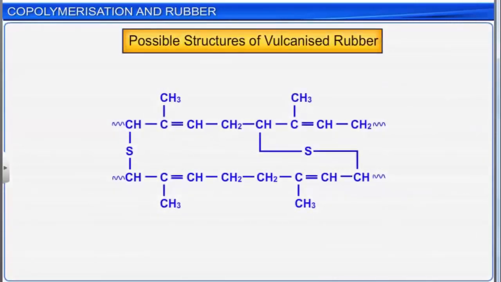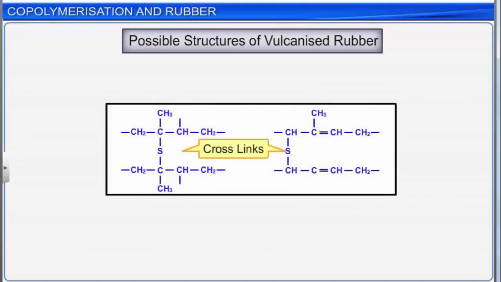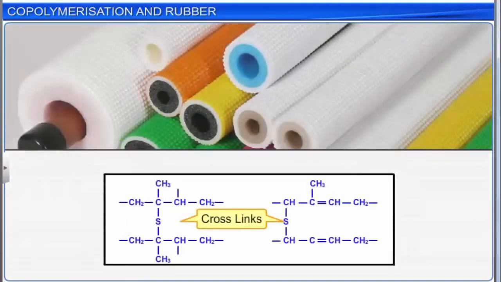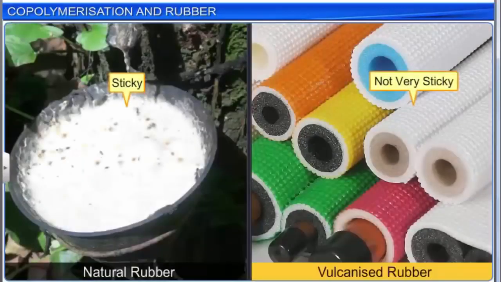Let's look at the possible structures of vulcanized rubber. Notice the sulfur cross-links between the chains. The vulcanization process is generally irreversible. The cross-links help vulcanized rubber to maintain its shape when stretched. Vulcanized rubber is not very sticky, unlike natural rubber.